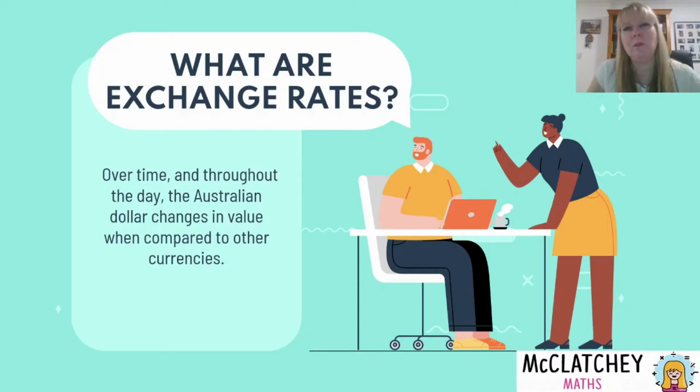So, for example, there was a time when I went overseas and I had 100 Australian dollars and I was only able to get 50 US dollars with that money, which meant that I was able to buy maybe 1 or 2 pairs of shoes. However, other times I've gone overseas and I've been able to get 80 US dollars for the same amount of Australian dollars, which has meant that my holiday value has been a lot greater.